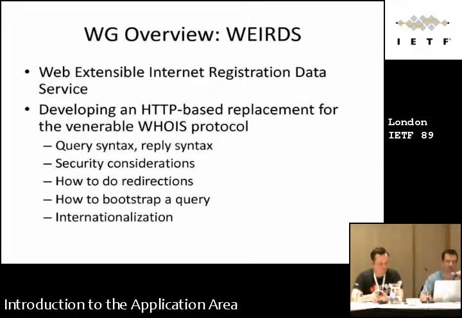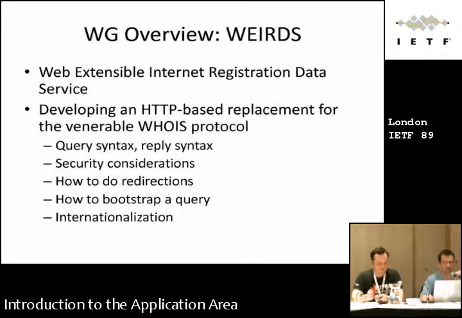Weirds is developing something called RDAP, the Registry Directory Access Protocol. It's based on top of HTTP. It therefore can benefit from all the things like HTTPS and authentication and the PRECIS internationalization framework that's coming up. So it's a complete overhaul and modernization of WHOIS for the current age.